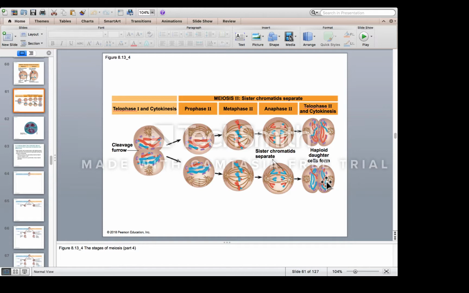Okay, so what happens at the end of two divisions of meiosis? After double division, how many cells do you have? Haploid, 4 daughter cells. Okay, good.